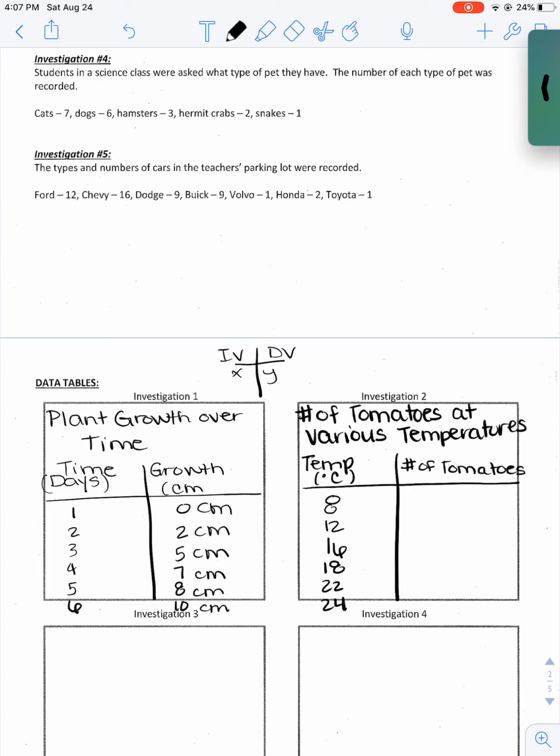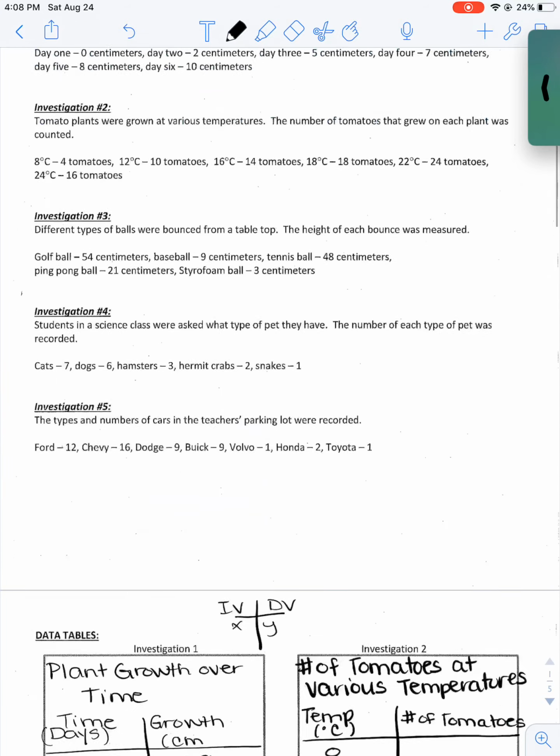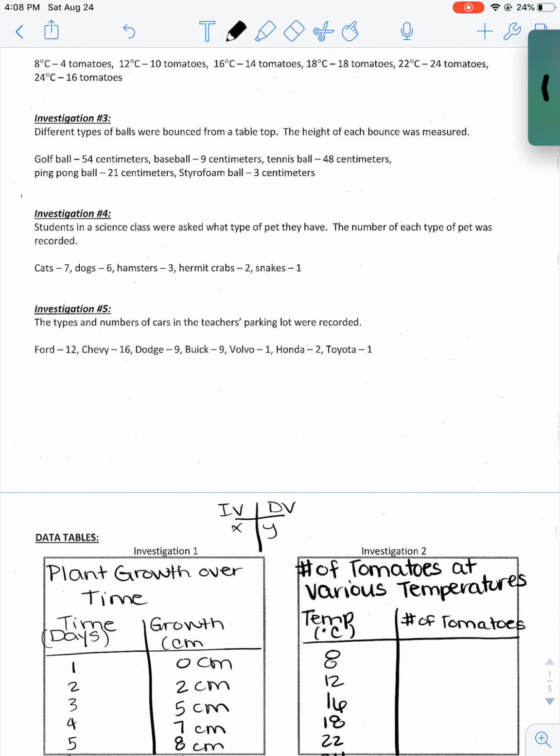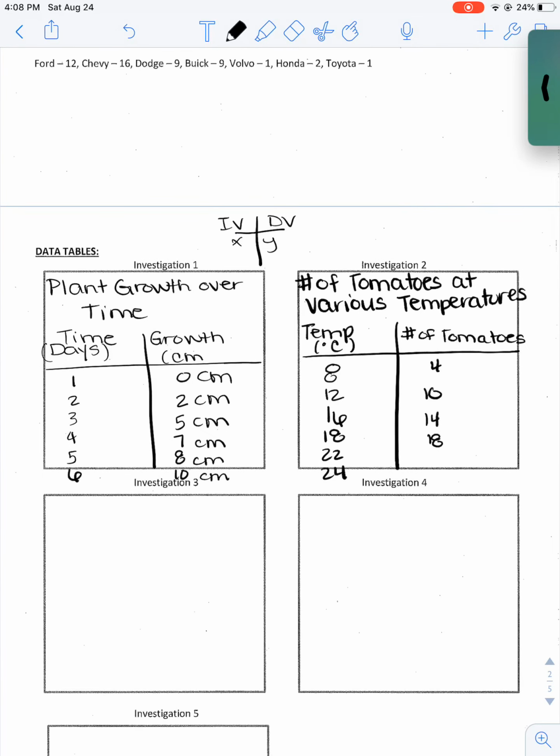Okay. Now again, I'm not putting degrees Celsius in here because it's redundant. I have already told my reader in my column heading that you are going to be looking at temperatures in degrees Celsius. So get rid of those. Okay, number of tomatoes. Let's see, what did we grow at various temperatures? I have 4, 10, 14, 18, 24, and 16.